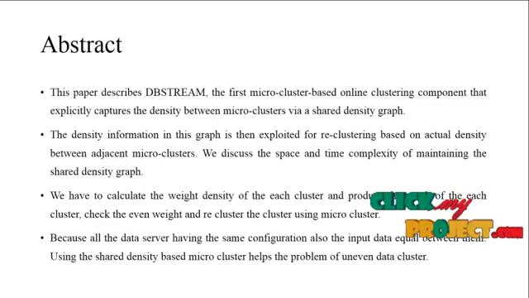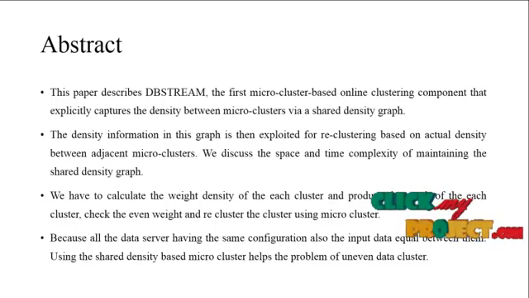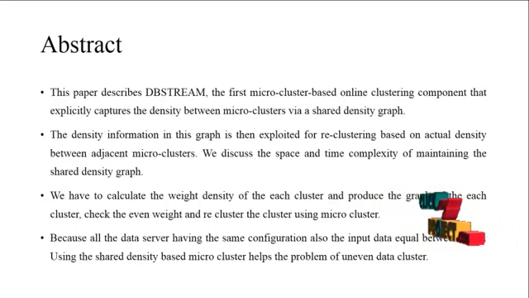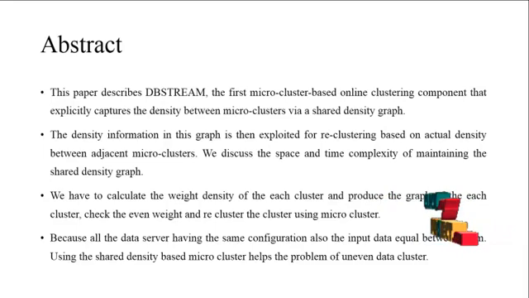This is our project abstract. This paper describes DB stream, a microcluster based online clustering component that explicitly captures the density between microclusters via a shared density graph. The density information in the graph is exploited for reclustering based on the actual density between adjacent microclusters. We discuss the space and time complexity of maintaining the shared density graph.